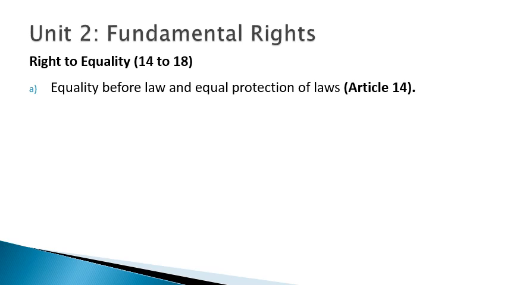While Article 14 forbids class legislation, it permits reasonable classification of persons, objects, and transactions by the law. But the classification shall not be arbitrary; it must be based on an intelligible differentia and substantial distinctions. So this is Article 14. After that we will go further.